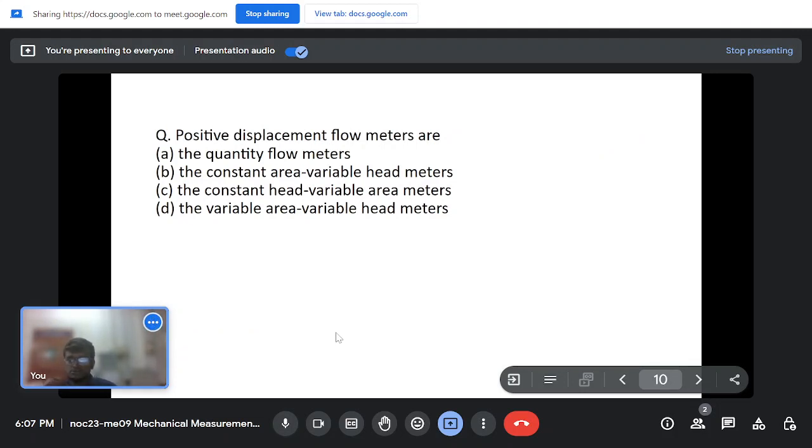Moving on, positive displacement flow meters are of what type? The options are: the quantity flow meters, the constant area variable head meters, the constant head variable area meters, the variable area variable head meters.